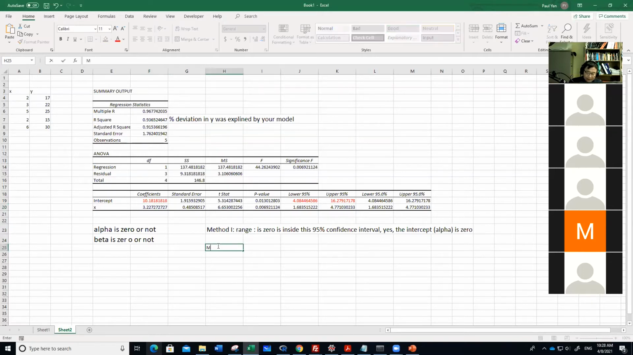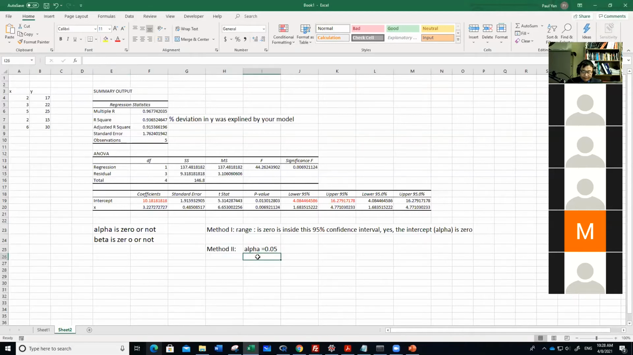The second method, we look at the p-value. We usually choose a confidence level of 5%. The basic idea is we allow a 5% chance of making a mistake. I repeat the second method: if our p-value is less than alpha, we reject.